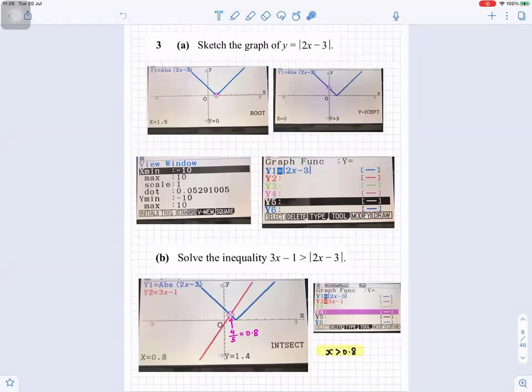Part B, solve the inequality 3x minus 1 is greater than the absolute value of 2x minus 3. The graph in red is the line 3x minus 1. And you find where they meet at 4 over 5, 0.8. So when x is bigger than 0.8, that line is bigger than the absolute value of 2x minus 3. So that's your answer. x is bigger than 0.8. The red line is above the blue line when x is bigger than 0.8.